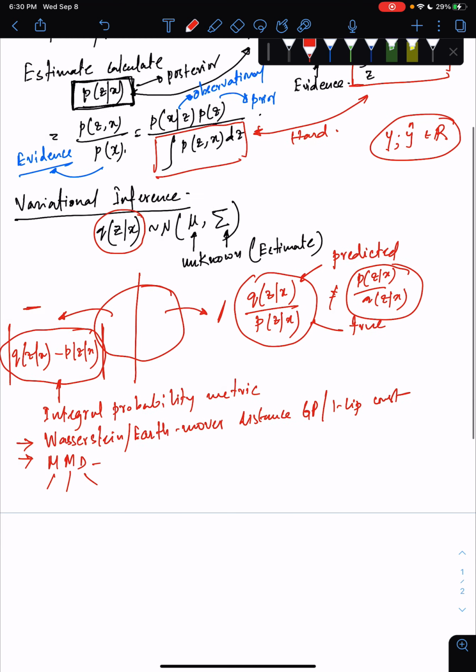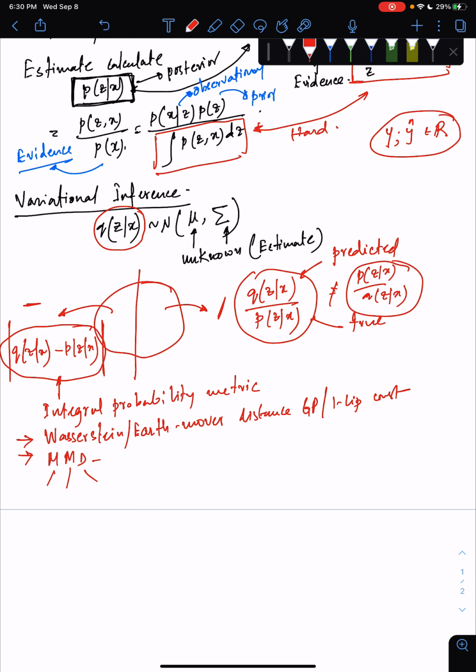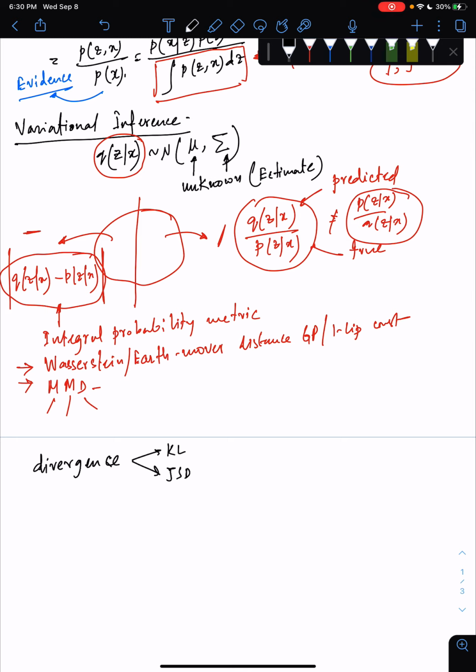Okay. So there are generally two kinds of divergences. One is KL, another one is JSD. This divergence can be estimated using KL or using JSD. JSD is nothing but an average of KL.